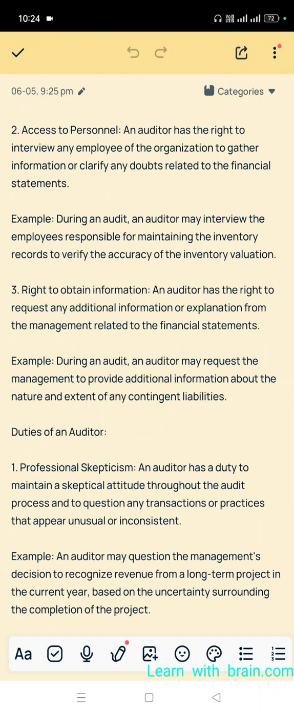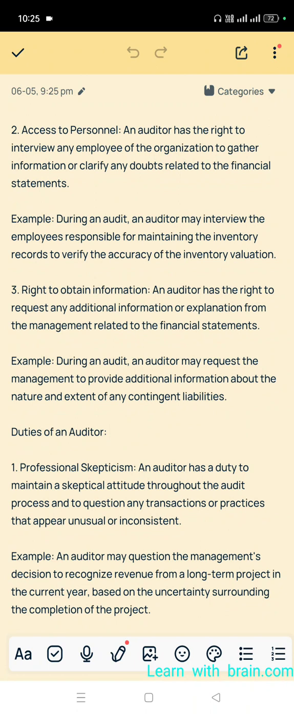An auditor has the right to interview any employee of the organization to gather information or clarify any doubts related to the financial statements. So now you have clarity about personnel. Personnel means employees and workers in the organization.